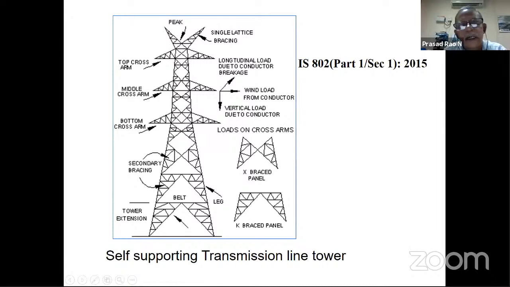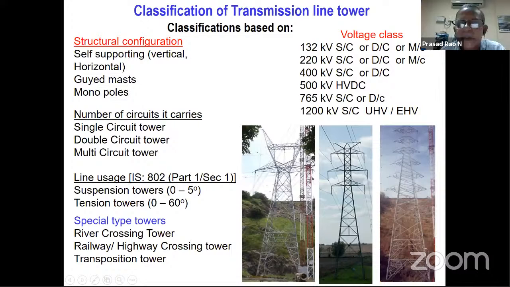Based on the voltage classification, we have different types of categories. One is structural configuration, that is self-supporting. It is having vertical or horizontal configuration. Then we have guide mast. Then we have a monopole. Based on the number of circuits it carries, it is a single circuit, double circuit, and multi-circuit.